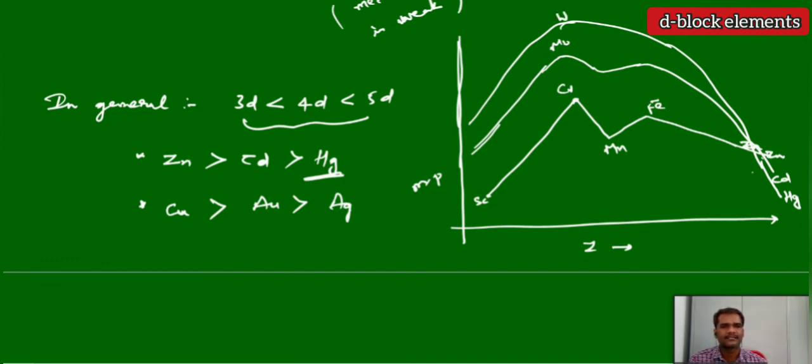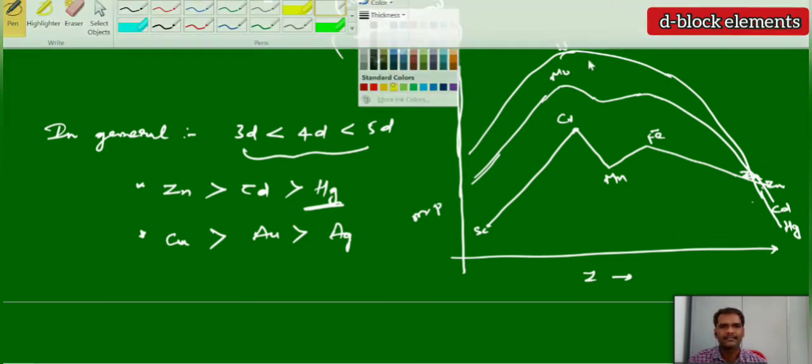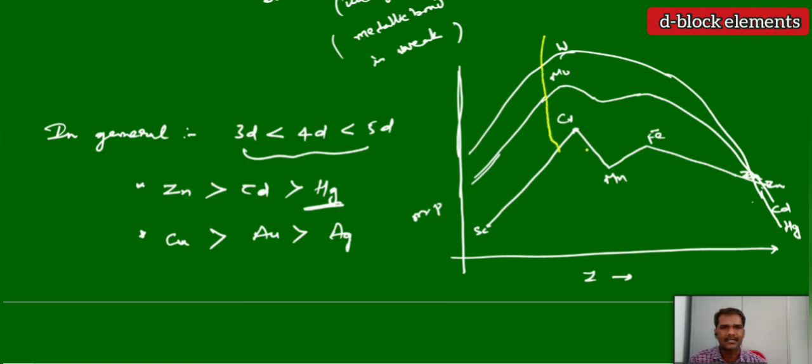And this is tungsten. You can see in each series, the middle elements have high melting points: chromium, molybdenum, and tungsten. Tungsten has the highest melting point in the D block.